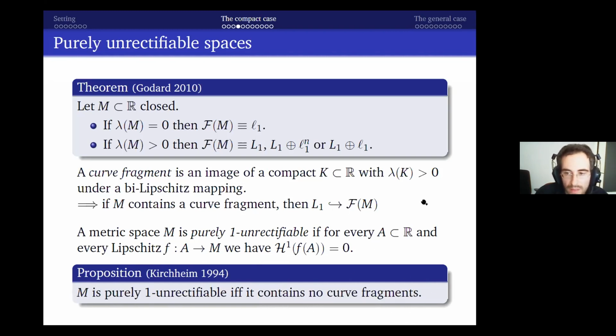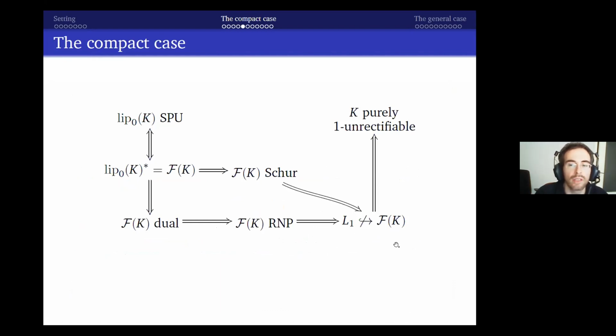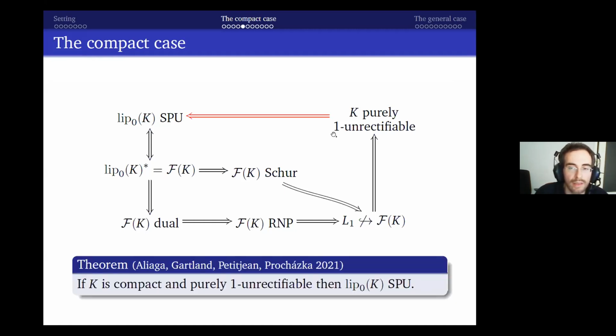And from this, it follows that this implication here: if our free space doesn't contain capital L1, then M must be purely 1-unrectifiable, because otherwise it contains a curve fragment and therefore its free space would contain capital L1. So, well, we have plenty of conditions here, and our first main result that I want to show is that we also have this implication here, which closes the loop. So whenever a compact is purely 1-unrectifiable, then its little Lipschitz space separates points uniformly, and therefore the free space is a dual. And now we will spend some 10-15 minutes detailing the reason why this is true.